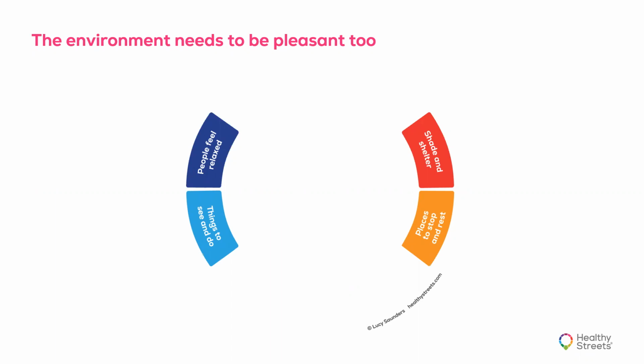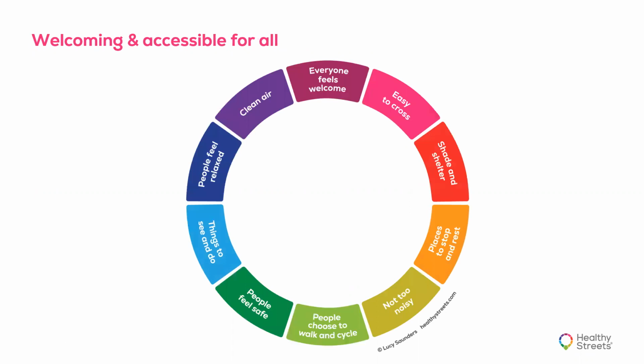There are critical aspects of the human experience that need to be considered in relation to all streets. Do people feel they have shade and shelter when they need it, or space to stop and rest, things to see and do? These are essential to get people choosing to walk and cycle, but they're also vital for creating livable places. The 10 indicators are what we need to focus on to make streets inclusive and to support mode shift away from cars for short journeys.